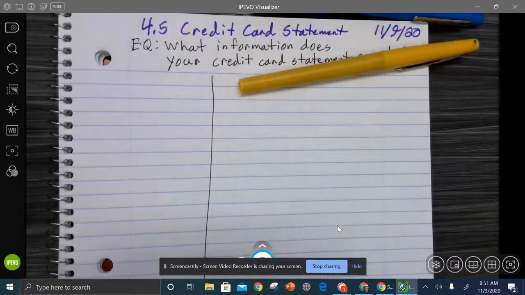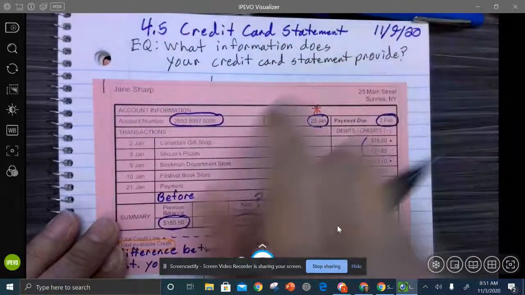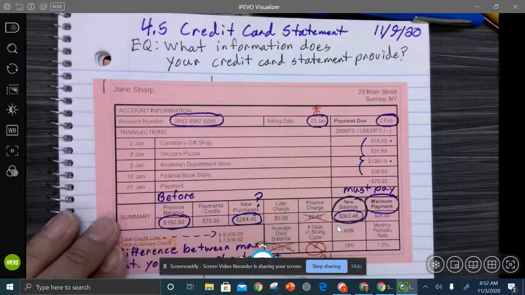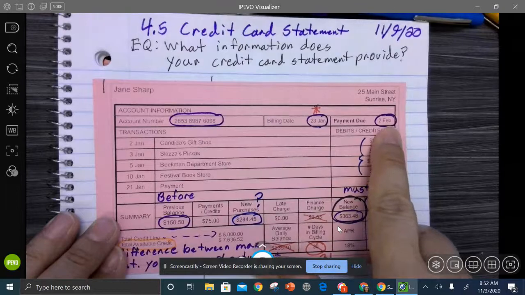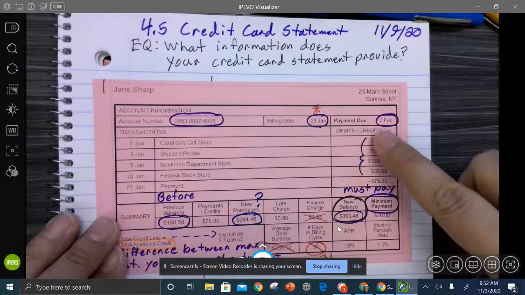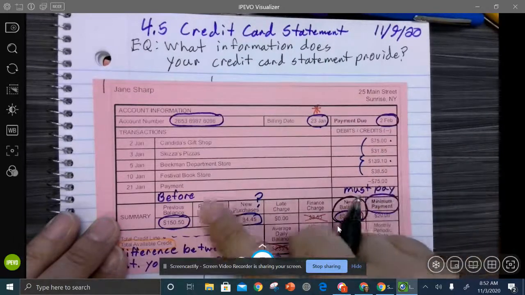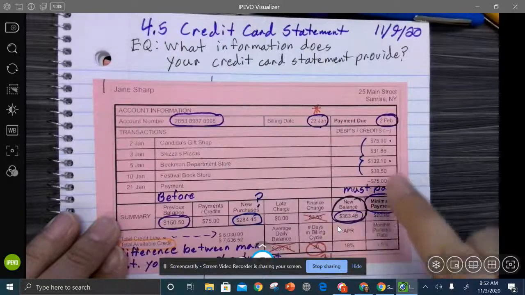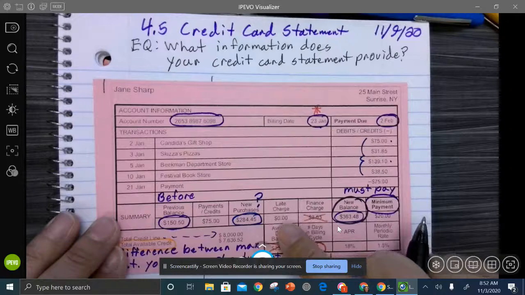Okay, so we're going to look at this. Everybody, this is an example of our credit card statement. This is the account number. This is the billing date. So that's when the minimum payment of $20 is due. This is the payment due date. Okay, so these are all purchases, and this was a payment. Okay, so you must pay the $20 before February 2nd to avoid any late charges.